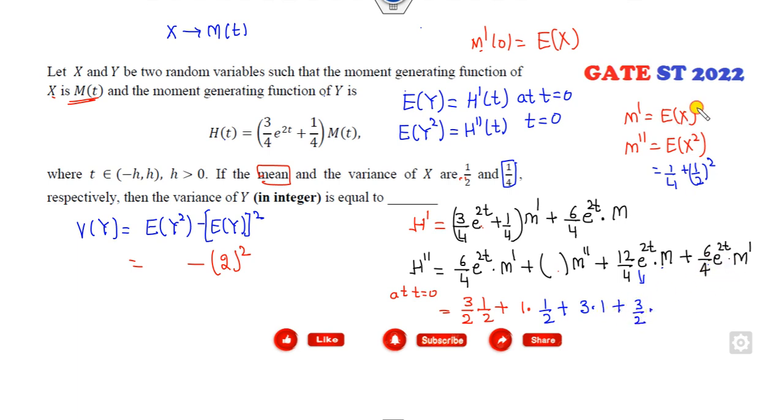What is the m dash? The expected value of x comes to be half. So what is that? It's 3 over 4. It's 3 over 4.